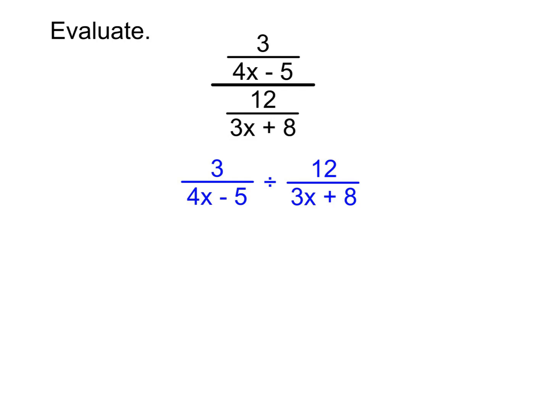And so we go back to saying, okay, how do we do the division of fractions? Remember, that's multiplying by the reciprocal. So the first thing I do is I flip the second fraction. I change the division to multiplication. And then we can actually do that multiplication.